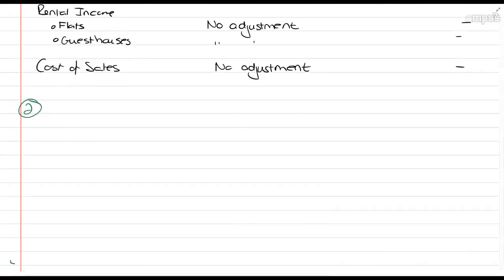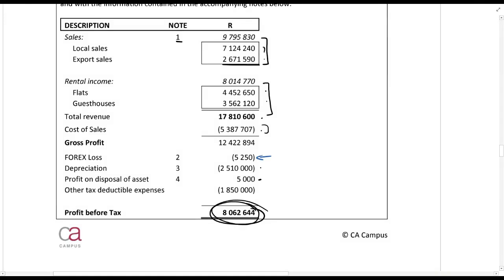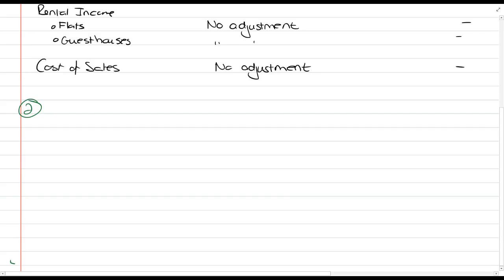Then we have note number 2. Note number 2 is the forex loss of 5,250. So first thing we do is let's eliminate that forex loss, because we're going to calculate our own. Add back 5,250. Then I'm going to do section 12C. Let's get this out of the way as well.